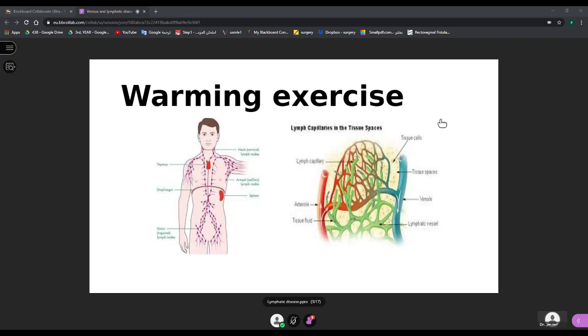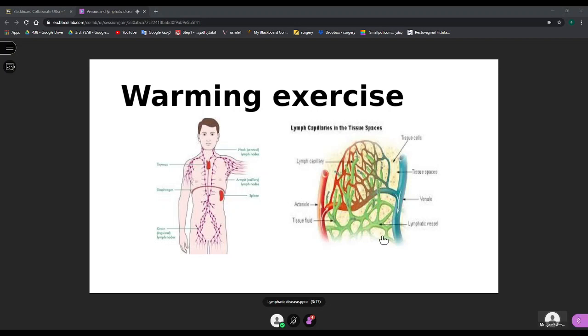Any questions? This is one of the important functions of the lymph, to retain the fluid filtered at the level of the capillaries, or to return some of this fluid towards the circulation. Any else? Any other function?